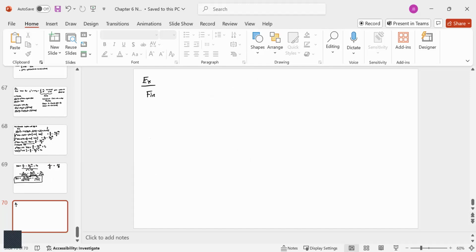So find Y of S, given y double prime plus 9y equal to sine of pi times t, and you're told that it's sine for t between 0 and 1, and then 0 for t greater than 1, given y of 0 equals 0 and y prime of 0 equals 0 as well.